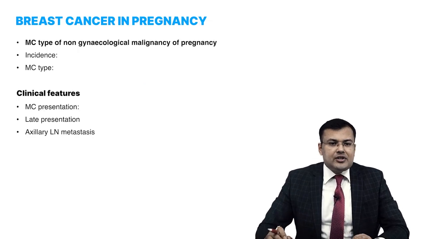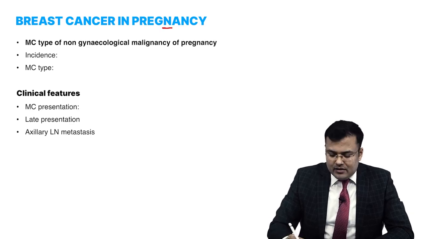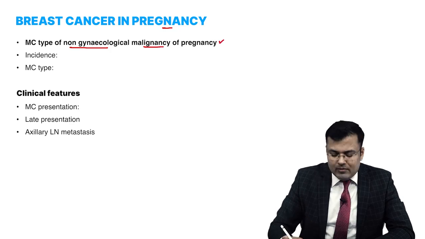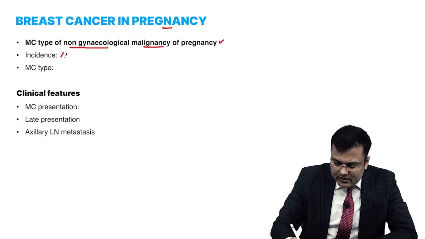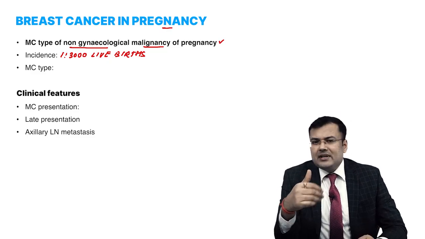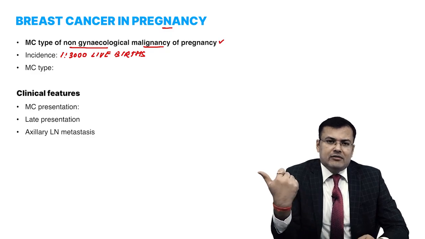Now see other special type of breast cancer, that is breast cancer in pregnancy, right? You know, this is the most common type of non-gynecological malignancy of pregnancy. How much is the incidence? It is 1 in 3,000 live births. Okay, there are many similarities between breast cancer and breast cancer in pregnancy. Like, what is the most common type in both? It is invasive ductal cancer.